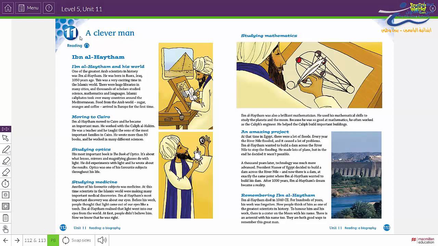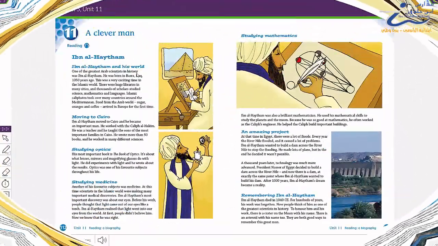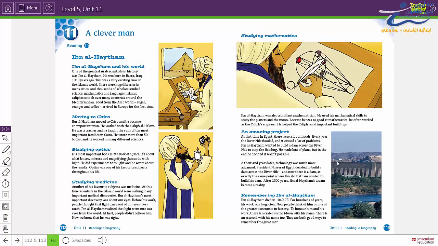So, this is Unit 11. The title of our lesson today is A Clever Man. Now, look at the pictures here and read the titles of the paragraphs. Great. Now, Ibn al-Haytham. What do you know about Ibn al-Haytham?